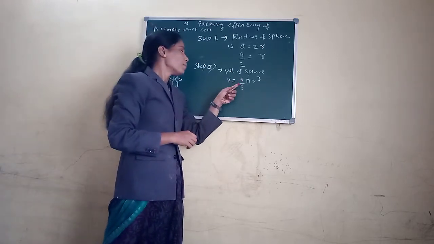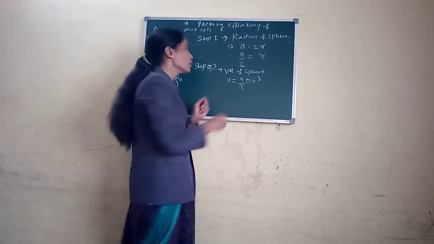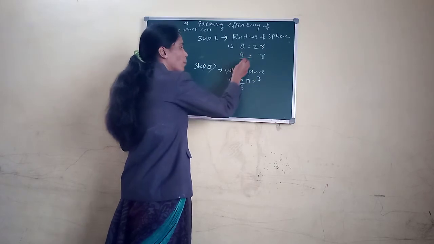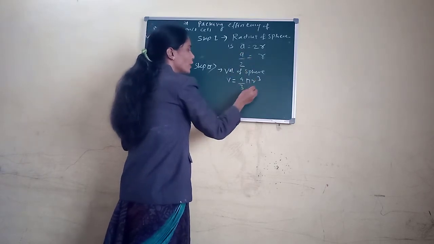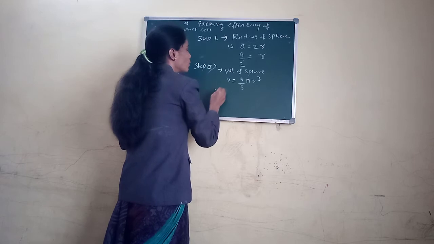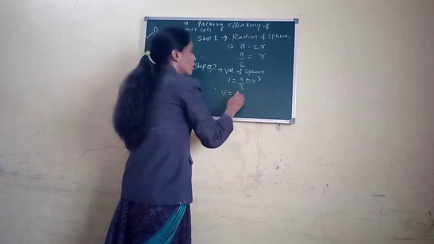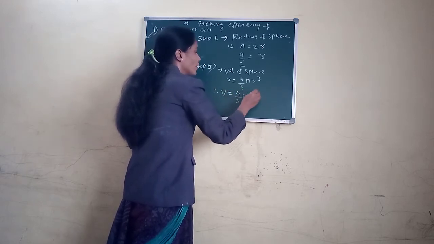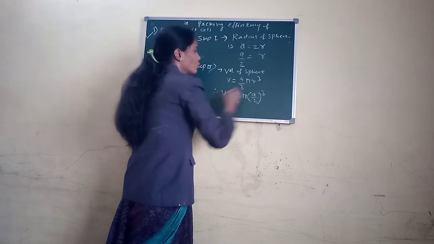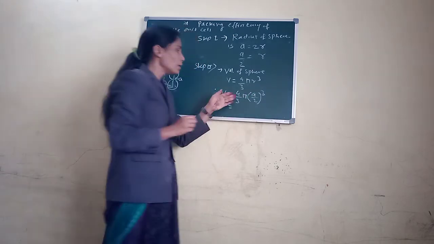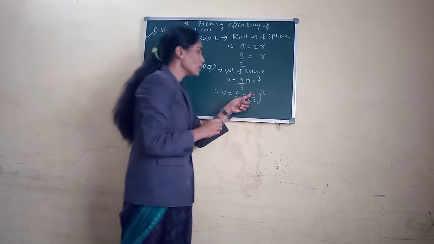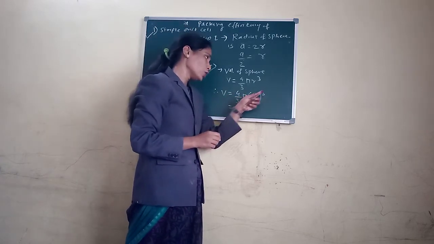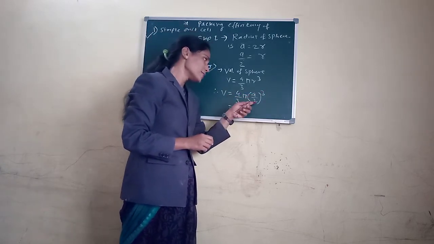V is equal to 4 by 3 pi r cube. Here r means a upon 2. Put this value in the equation of volume. Therefore, V is equal to 4 upon 3 pi (a upon 2) thrice. In the simplification of this equation, a has cube, a cube, and 2 raised to cube means 8.